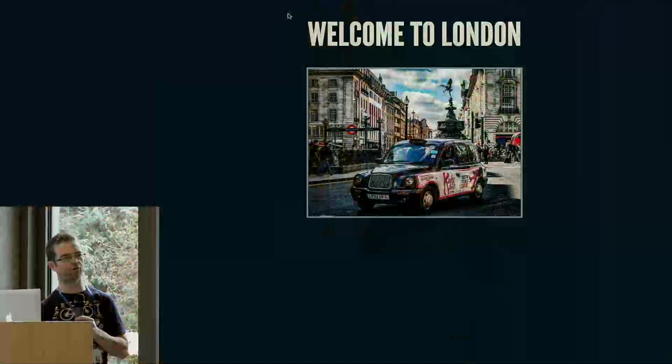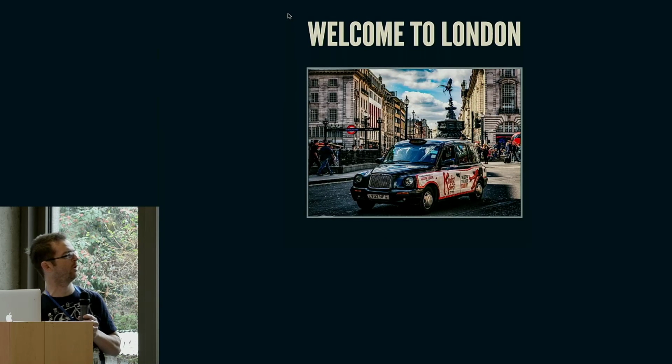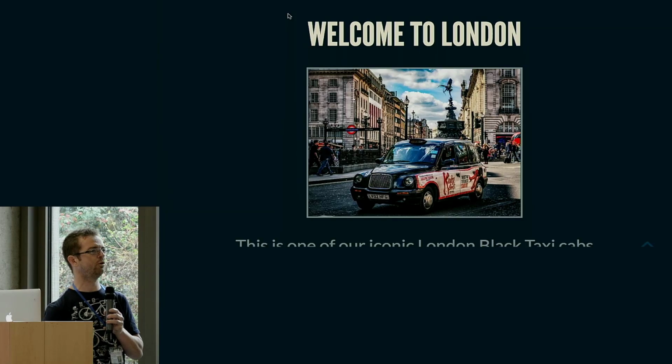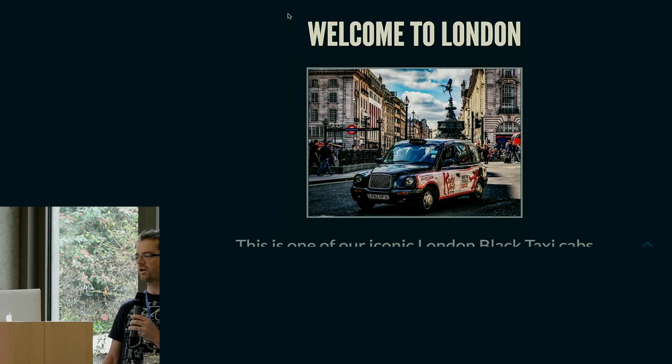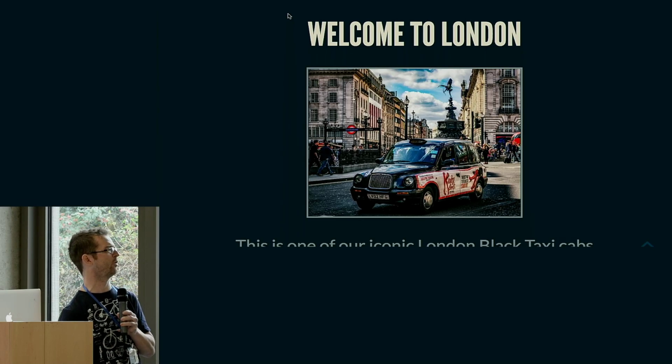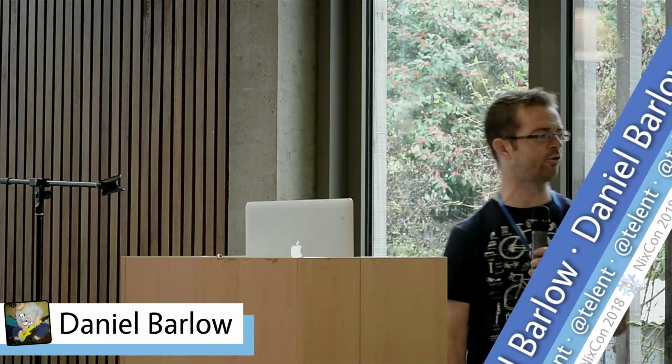I'd like to start by saying welcome to London. There's a nice iconic image here of Piccadilly Square with one of our London black cabs in it. If you're not local, you might not know, they have to take a knowledge test. They have to memorize every road name within 6 miles of Charing Cross before they're allowed to drive one of these cars.